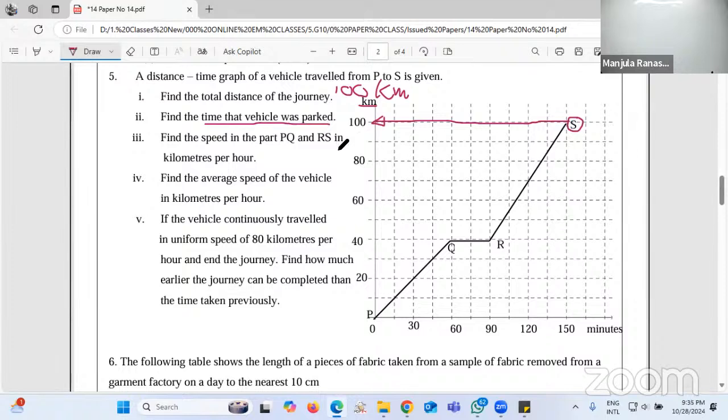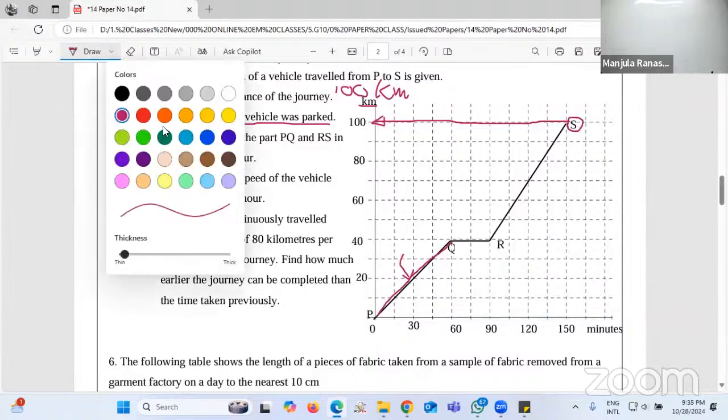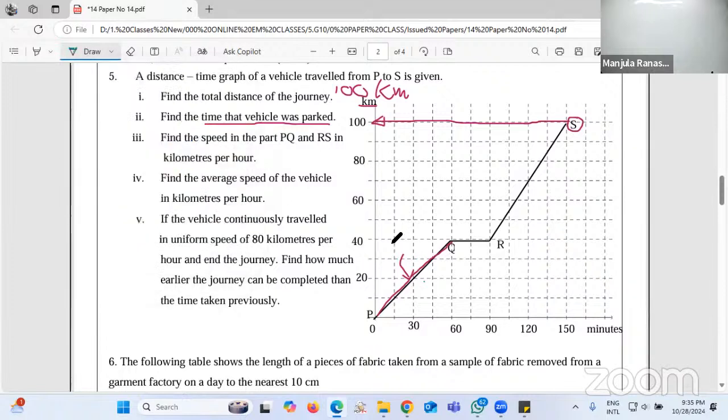Vehicle was parked mean what? In a distance-time graph, understand the nature of this straight line. When an inclined straight line like that PQ, with the time elapsed it takes more distance, the distance increasing. The distance increasing with the time means that is the uniform speed. I write US for uniform speed there. Then what happened in this region QR? With the time elapsed, the distance is not increasing. That means the same distance he reached is kept constant. That means no motion, at rest.